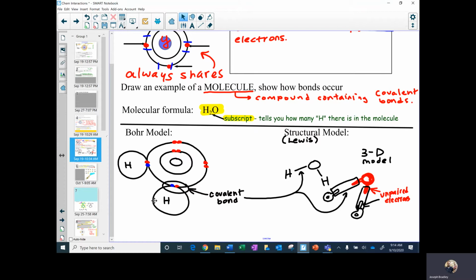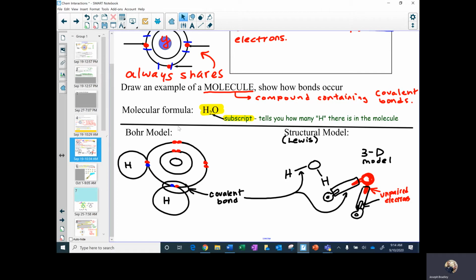And then hydrogen has its electron configuration in blue. So oxygen is going to share its electron here, and it's going to share its electron here. So it's going to form two different covalent bonds.